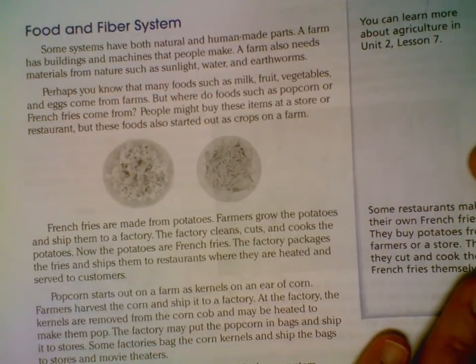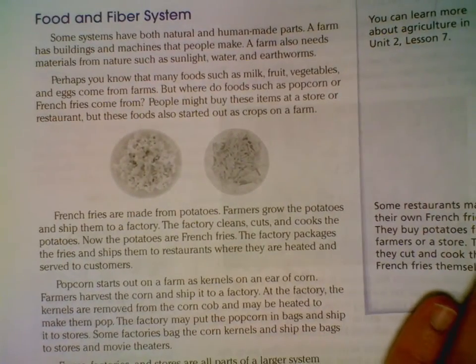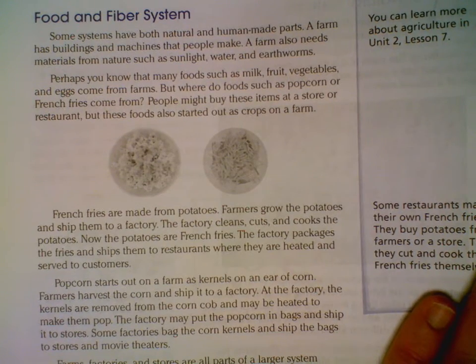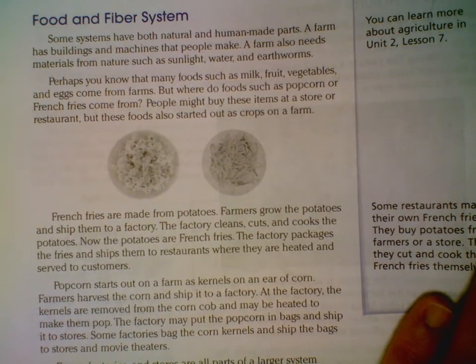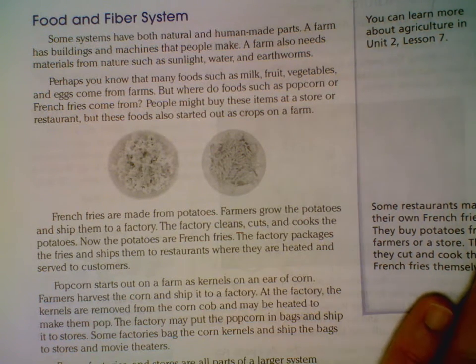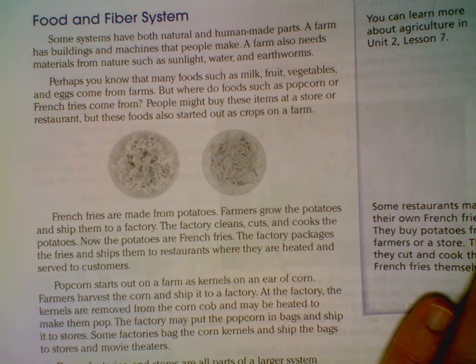Okay, last page. Food and fiber systems. Some systems have both natural and human-made parts. A farm has buildings and machines that people make. A farm also needs materials from nature, such as sunlight, water, and earthworms. Perhaps you know that many foods such as milk, fruit, vegetables, and eggs come from farms.